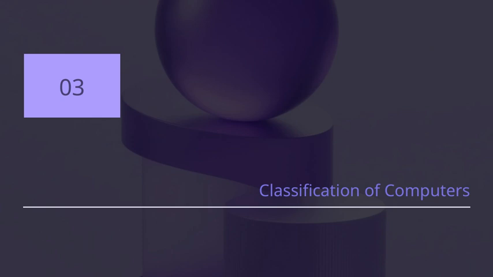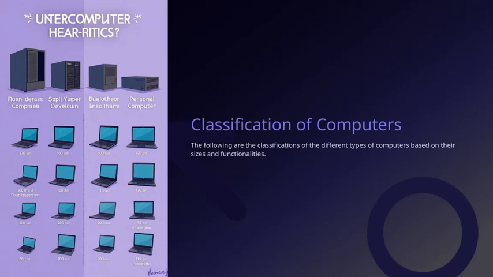Recognizing these classifications helps us see how computers have evolved to meet different needs, from personal use to large-scale scientific research, all fitting into the broader theme of technological progression and specialization. Let's take a look at the classification of computers. As we explore different types, we'll see how they vary based on their sizes and functionalities.